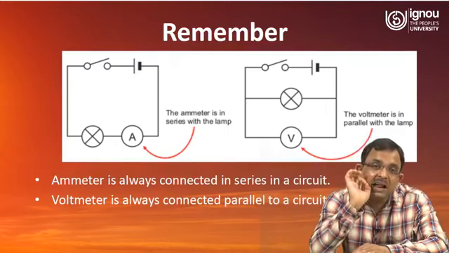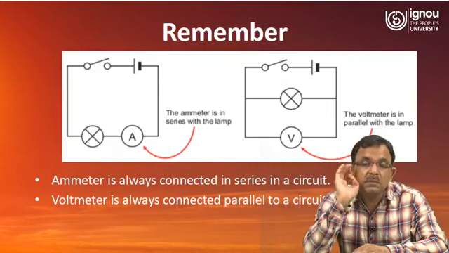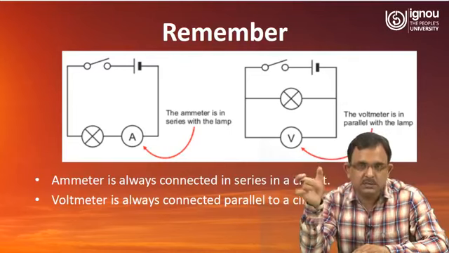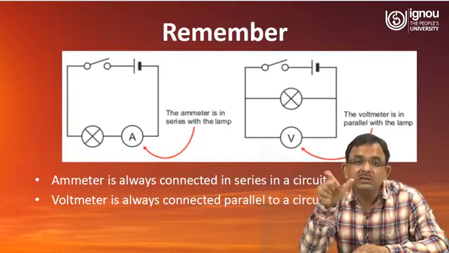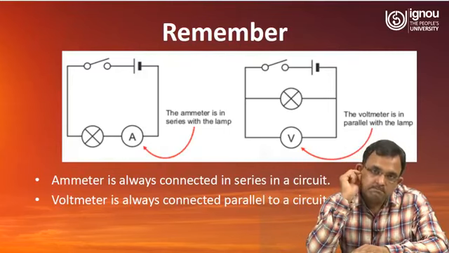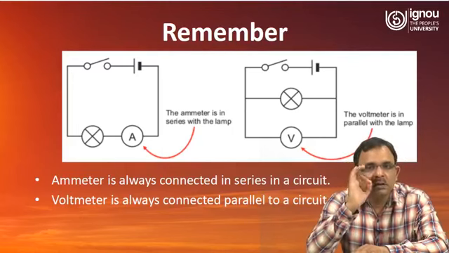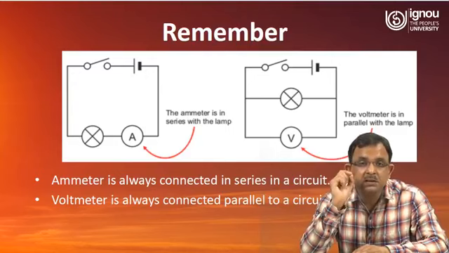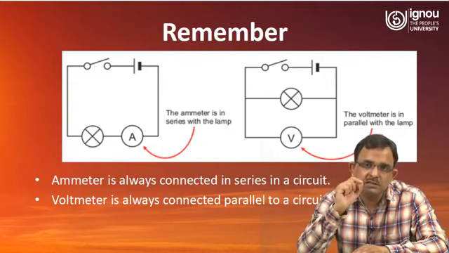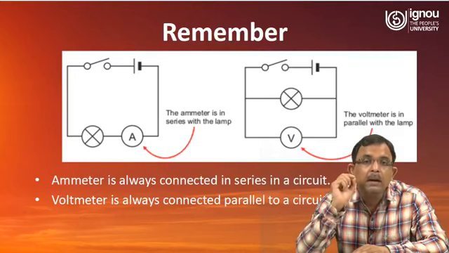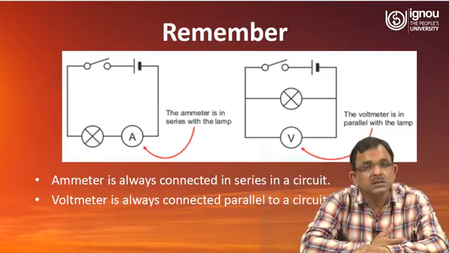But a voltmeter is always connected in parallel to the circuit because we want to know the potential difference between the two ends. So we need to connect both ends with the voltmeter. So this is a thumb rule: when we want to know about the current, we connect an ammeter in series, and when we want to know the potential difference, we connect a voltmeter in parallel to the circuit.